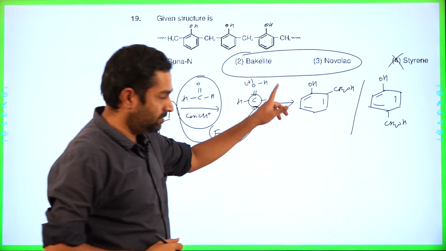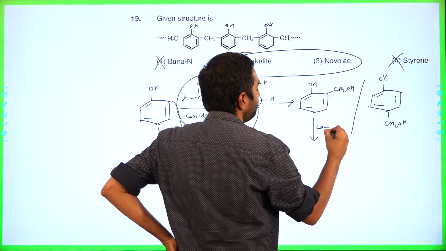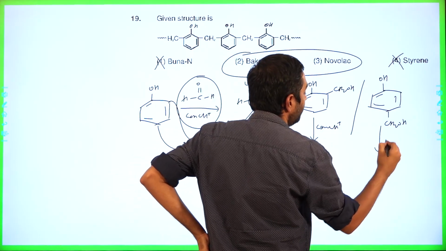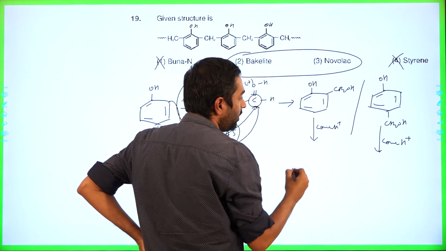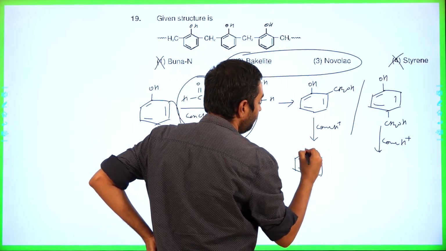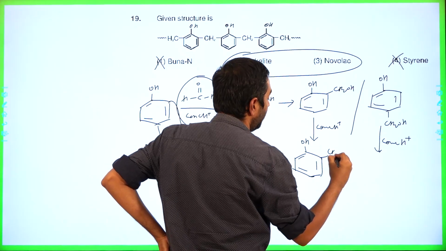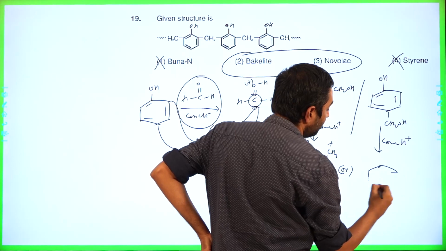Of course, this doesn't stop here, because when I have concentrated H plus available, what will happen in that particular case? This OH will get protonated in the process, resulting in the formation of this carbocation. Or I can of course get the other system also.